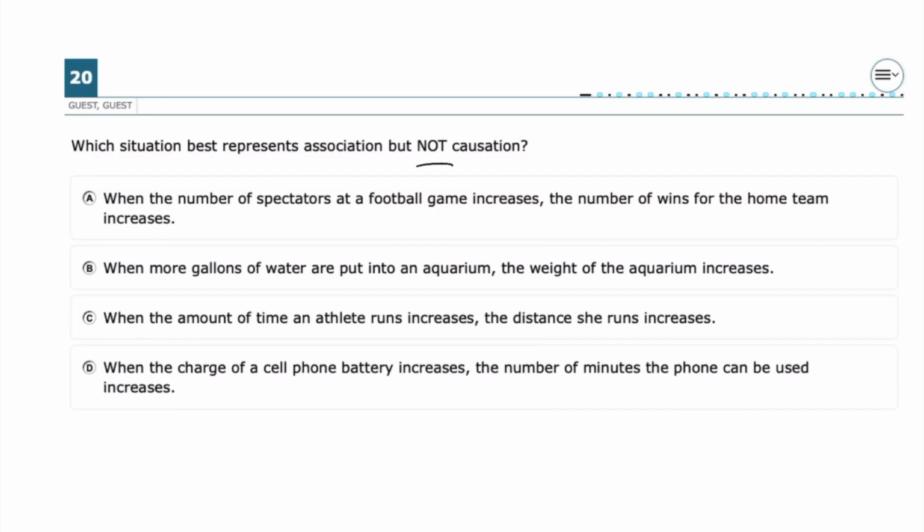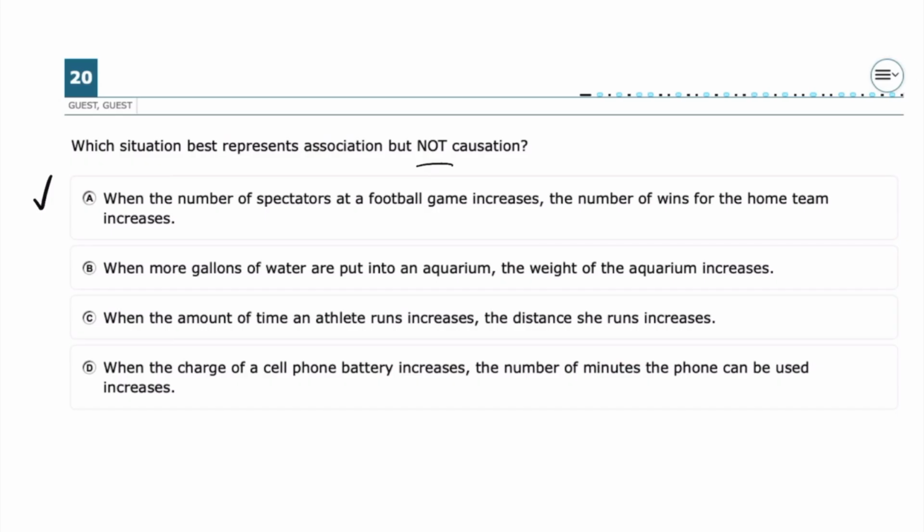So letter A says when the number of spectators at a football game increases, the number of wins for the home team increases. And so these two things might be associated, right? But the number of spectators at a game does not necessarily cause more wins for the home team. Okay. And so I'm thinking that this is a good match for the answer, but I'm just going to put a check for now and check the other ones.